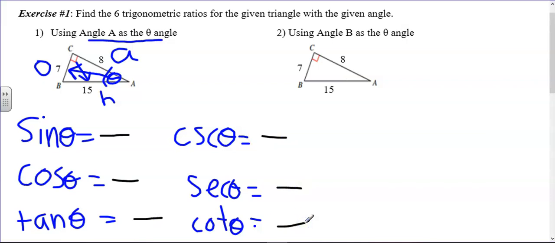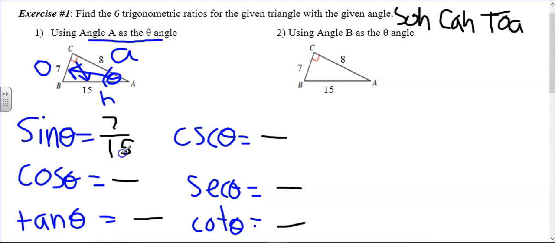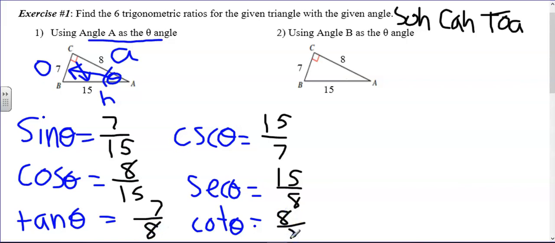So I'm going to write SOHCAHTOA again. Okay. So sine is O over H. Opposite is 7. Hypotenuse is 15. Cosecant, flip it. Cosine, A over H. 8 over 15. Flip it. 15 over 8. Tangent, O over A. 7 over 8. Flip it. 8 over 7.